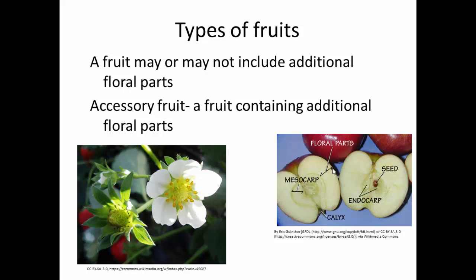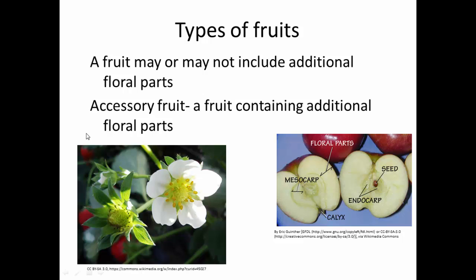Everything from there to the skin of the apple is made up of parts of the flower that were not the ovary wall. So these fruits develop from an inferior or semi-inferior ovary, and these parts were actually other floral parts that were wrapped around that ovary. So that includes the sepals and the petals.